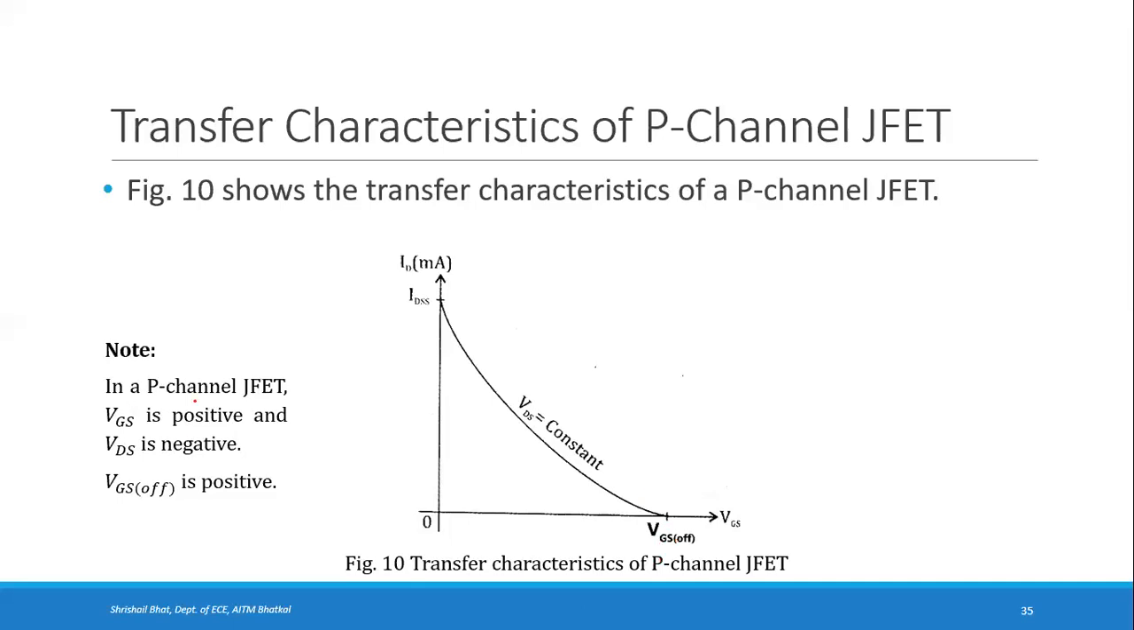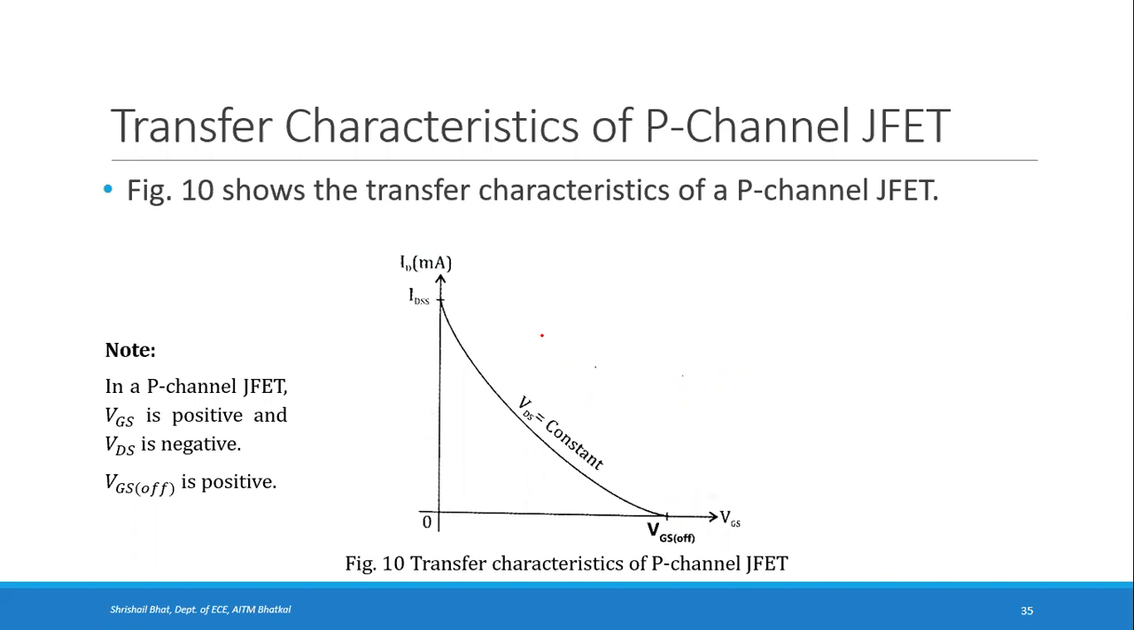Okay. In the P channel JFET, VGS is positive and VDS is negative. Okay. And VGS off is positive. So this is about the transfer characteristics of a P channel JFET. So the explanation of this remains the same as you have explained the N channel JFET, only the polarities will differ, right? So with this we have finished the characteristics and parameters of a JFET. Okay, so we have finished the construction and operation as well as the characteristics and parameters of both N channel and P channel JFET. So this ends the discussion of JFET.